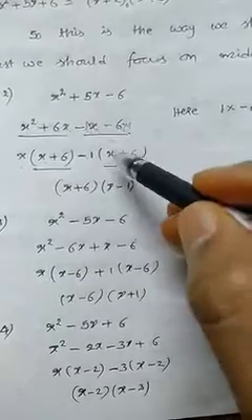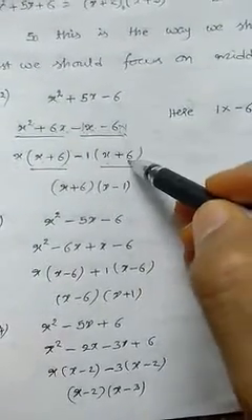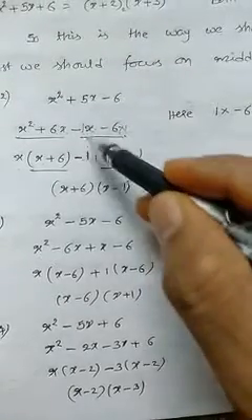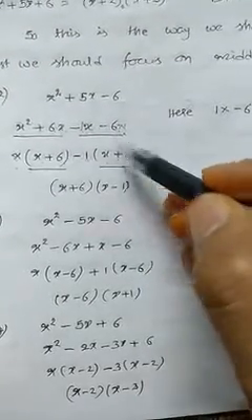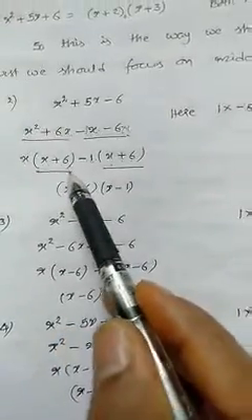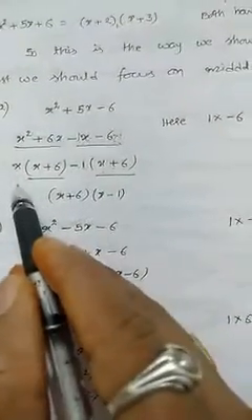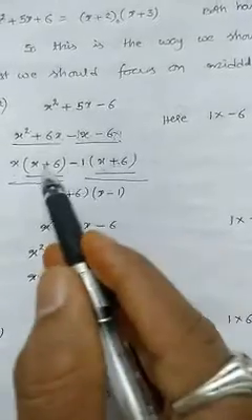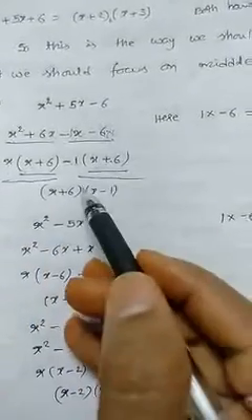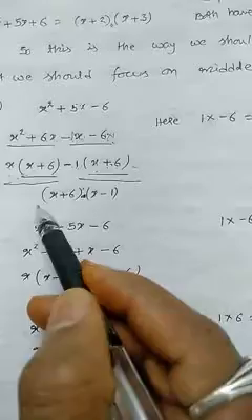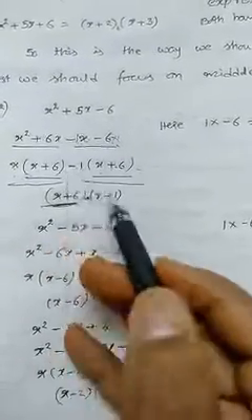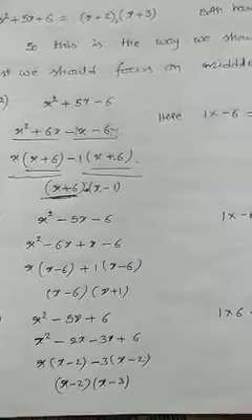Taking minus 1 as common, x is left over here, 6 is left over here. Since you already took minus 1, it becomes plus. Otherwise you check: minus 1 into x is minus x, minus 1 into 6 is minus 6. So it is satisfied. Now your expression is x into x plus 6 minus 1 into x plus 6. Again in these two terms, what is common here? x plus 6 is common. You take that out. After taking x plus 6 out, what is left here? x is left over, and then minus 1. So x plus 6 into x plus minus 1.